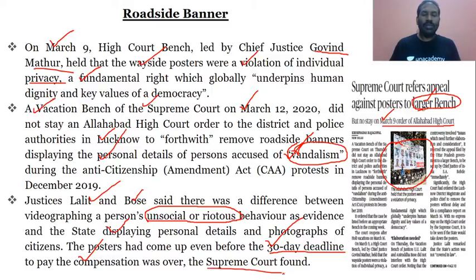So the Supreme Court has found that even before the 30-day deadline given by the UP government, you have gone ahead with posting personal details on a board, which is a violation of individual privacy and fundamental rights.